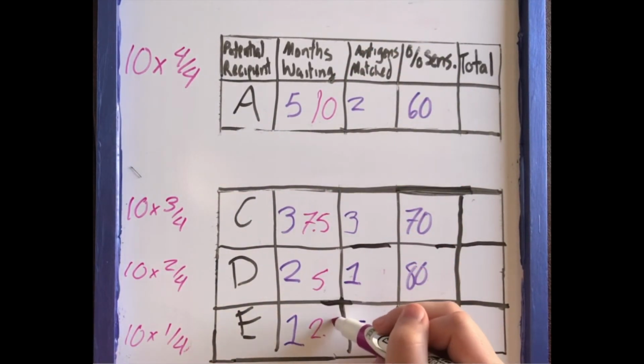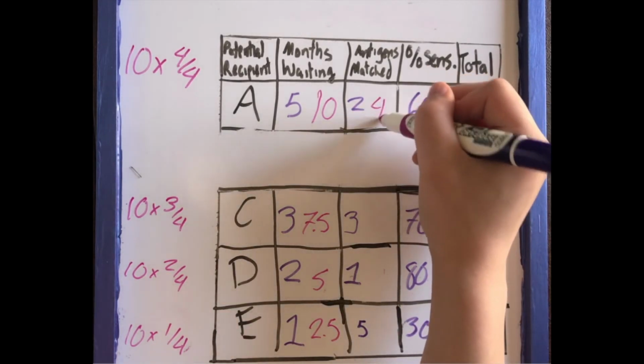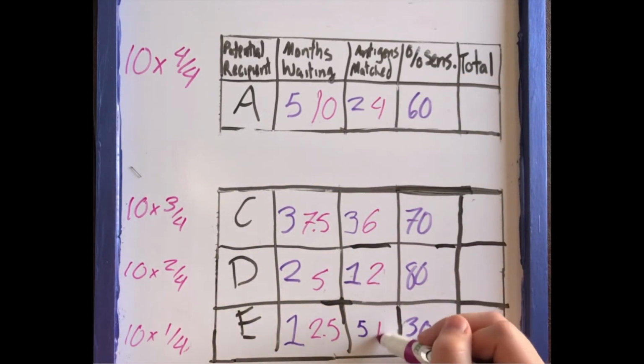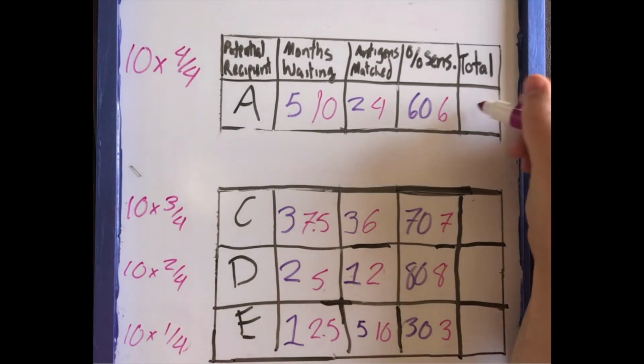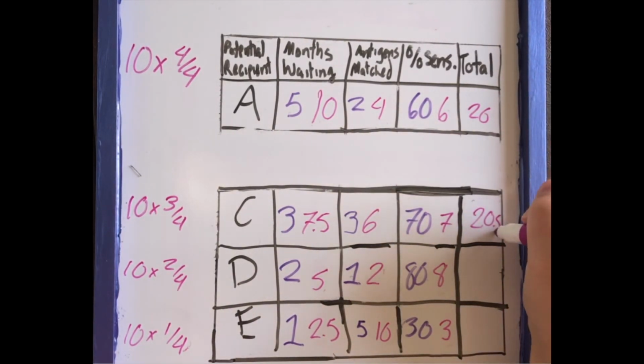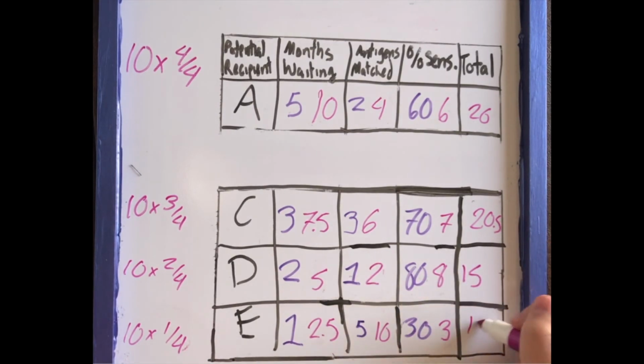We'll still multiply the antigens by 2, and we'll divide the percent sensitized by 10. Now the points will total up to 20, 20.5, 15, and 15.5. But now, person C would receive the organ. This change in recipients is called the priority paradox.